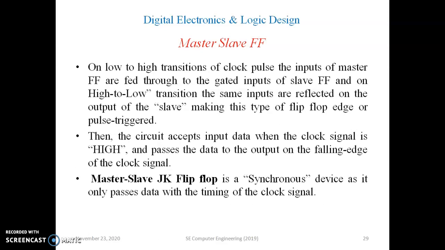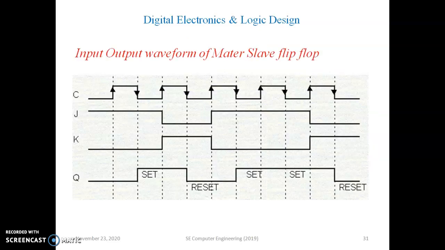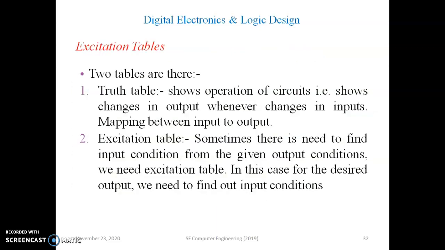The master slave JK flip-flop can be implemented with the help of synchronous or asynchronous counters. So this is the example of master latch and slave latch, how the master is connected with the slave latch. The clock signal is also applied there. This is the timing diagram. Next part we will discuss in the next video.